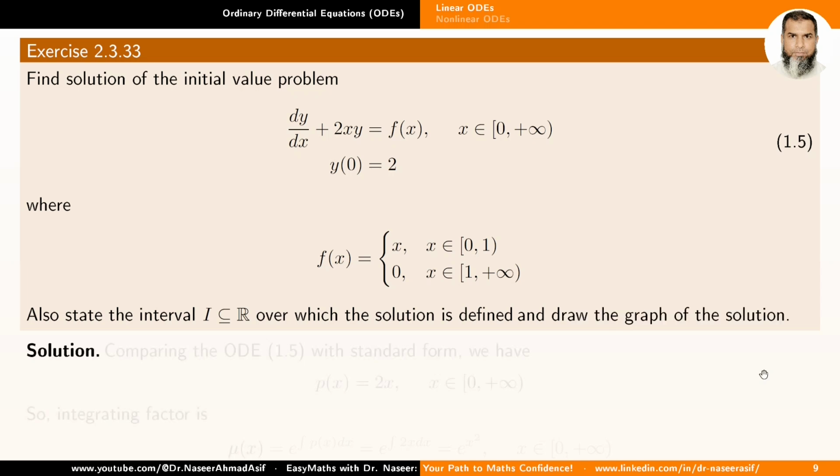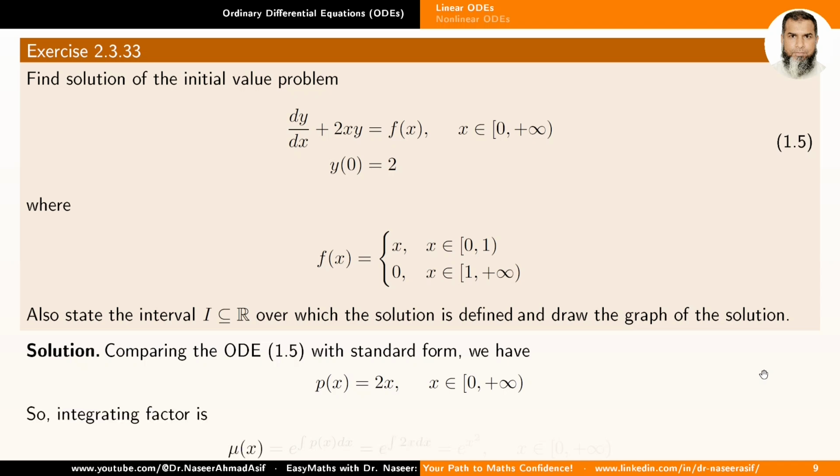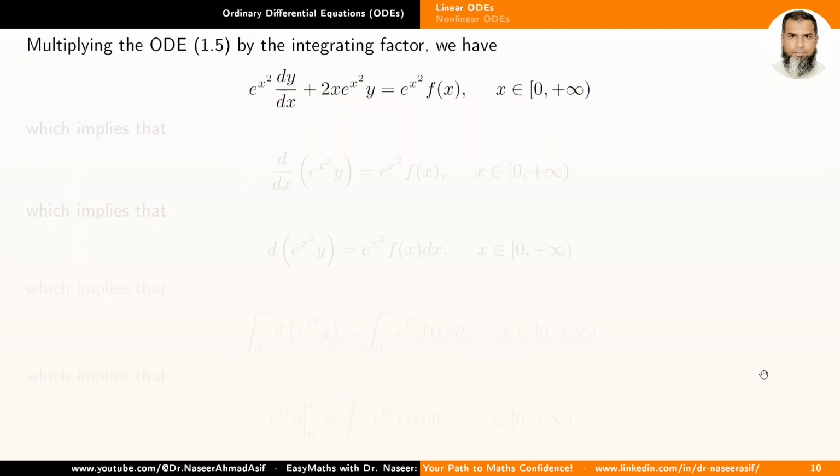Well, see solution. Comparing the ODE 1.5 with the standard form, we have P of x is equal to 2x, where x belongs to the closed interval 0 to plus infinity. So the integrating factor is mu of x is equal to exponential of integral P of x dx, which is equal to exponential of integral of 2x dx, which is equal to exponential x square, where x belongs to the closed interval 0 to plus infinity. Multiplying the ODE 1.5 by the integrating factor, we have exponential x square dy by dx plus 2x exponential x square y is equal to exponential x square f of x where x belongs to the closed interval 0 to plus infinity.